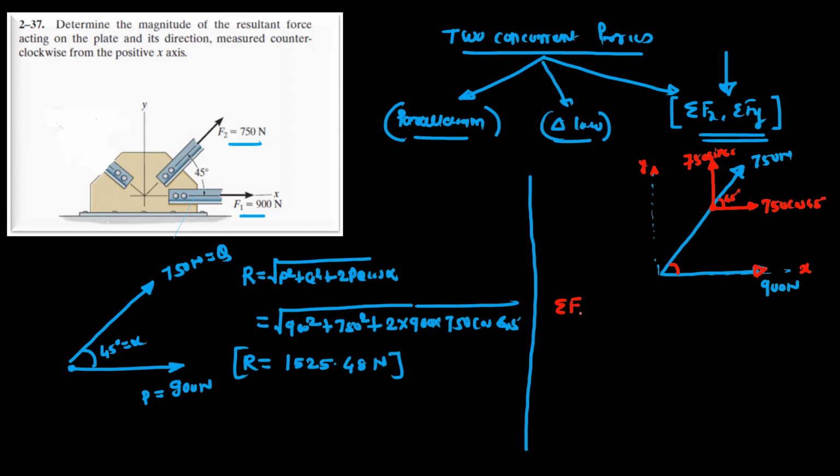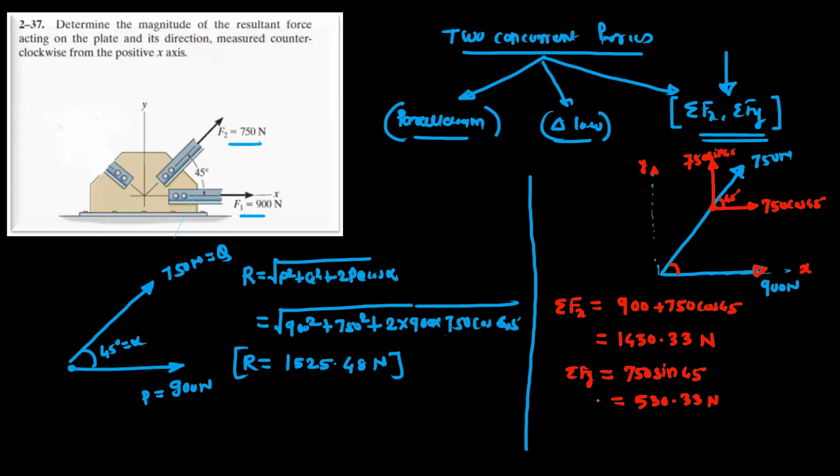So no need to resolve that force. Then write summation Fx. In the summation Fx, first is the 900, it is positive. Second is plus 750 cos 45. Only two forces. So the summation is equal to 1430.33 Newton. Then take summation Fy. In the summation Fy, we just have one force, which is 750 sin 45. So this is equal to 530.33 Newton.